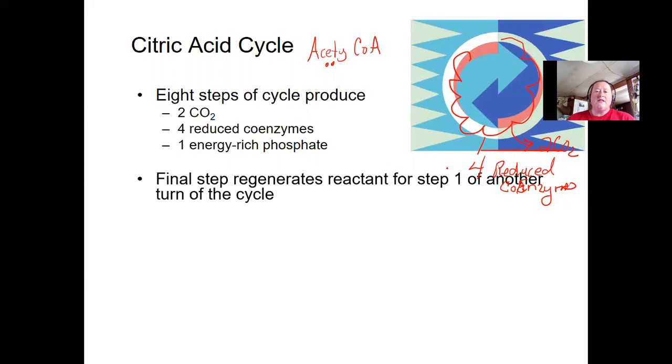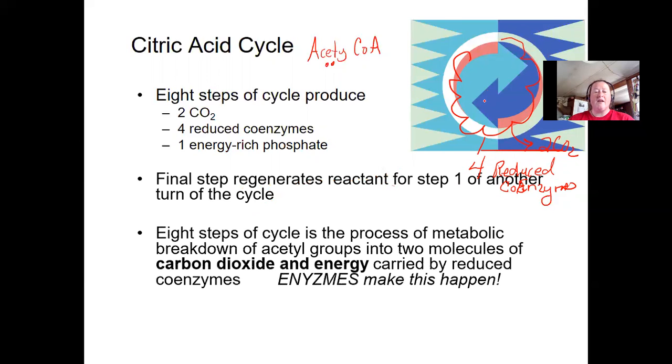Now, the reason it's a cycle is that once you get to your final step, that allows you to start the cycle over again. It just gets recycled. So 8 steps results in the breakdown of acetyl groups into 2 molecules of carbon dioxide, and we get a little bit of energy. But the most energy really is the energy that is being carried by these reduced coenzymes. They are going to provide the energy needed to start the electron transport chain and the oxidative phosphorylation.